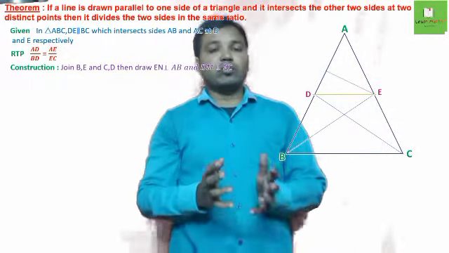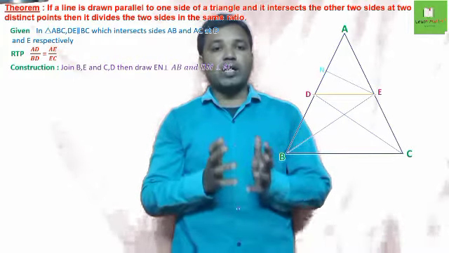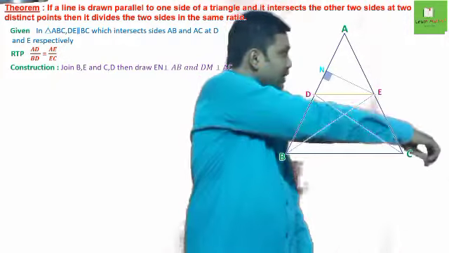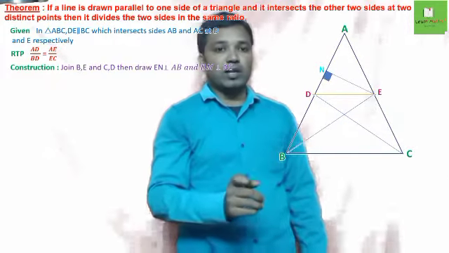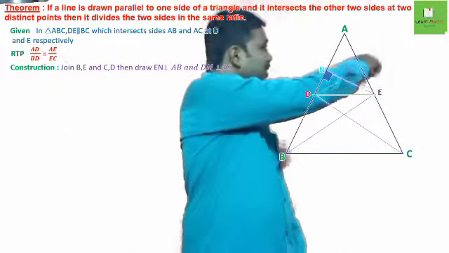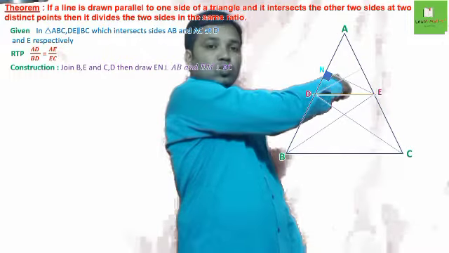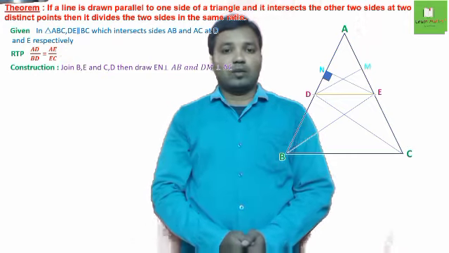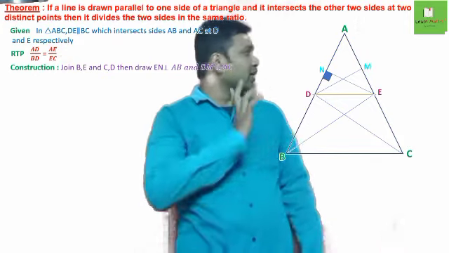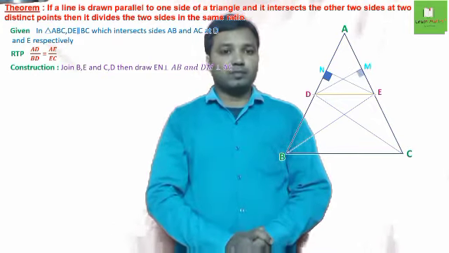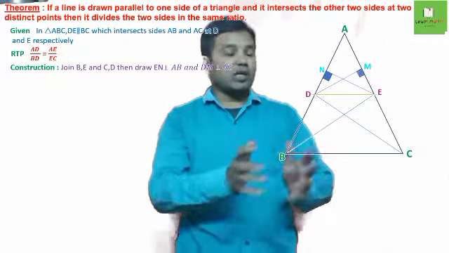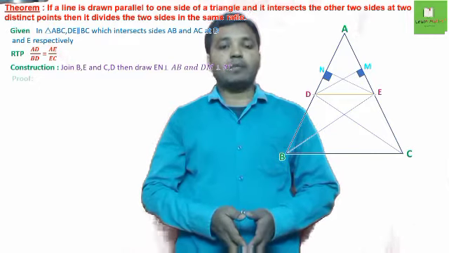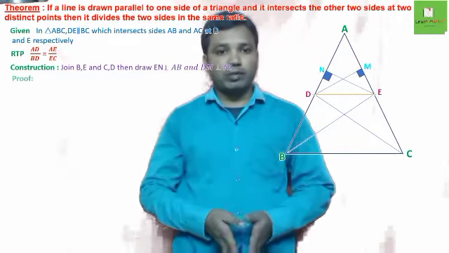and also I am going to drop two perpendiculars, altitudes, onto the line segments AB and AC respectively, known as EN and DM. Now observe the entire figure carefully, and from that figure, with the help of the area of the triangle concept, I am going to derive the condition of the basic proportionality theorem.